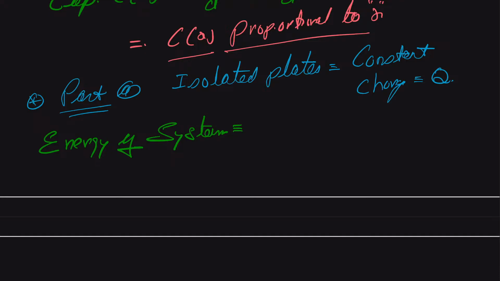Energy of the system, that is our U, will be equal to our charge squared upon twice the capacitance. So we can write this as Q squared upon 2 alpha times X. Okay. Now we are going to find out the force, and force we know is nothing but the derivative of this energy.